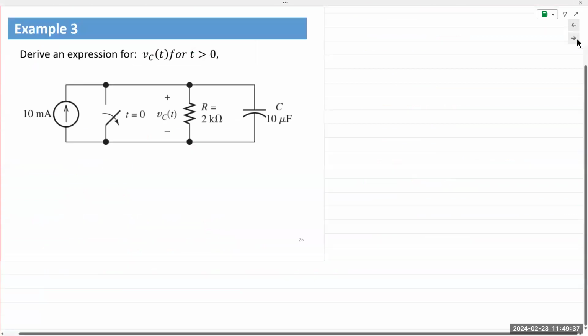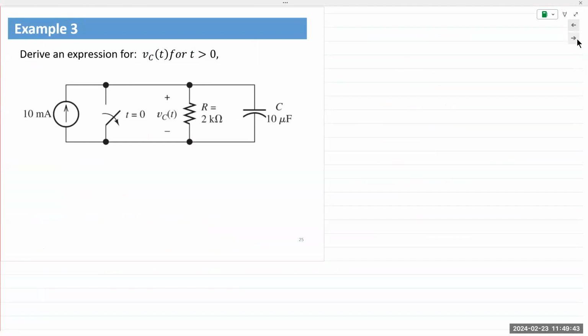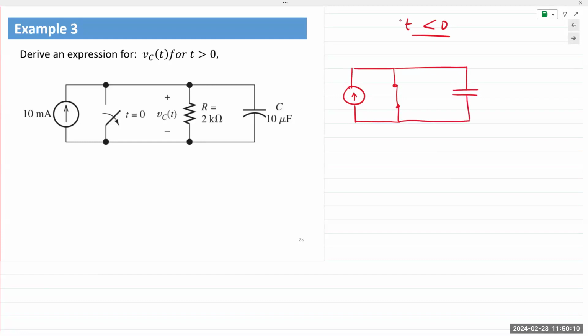Then who wants to come up here and solve for example 3? It's straightforward, but this is a step response. So for time t less than 0, the switch is closed. If the switch is closed, the capacitor and the resistor are not part of the circuit at all because the short circuit is in parallel with the current source.